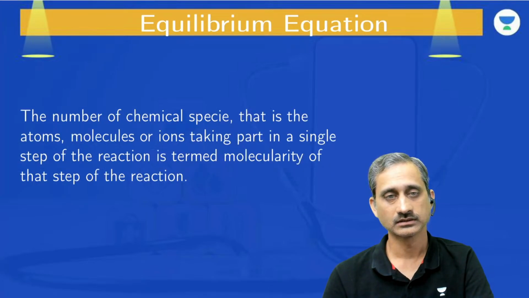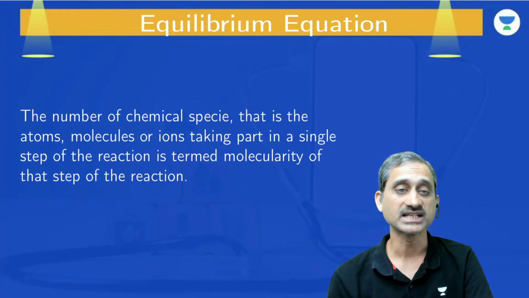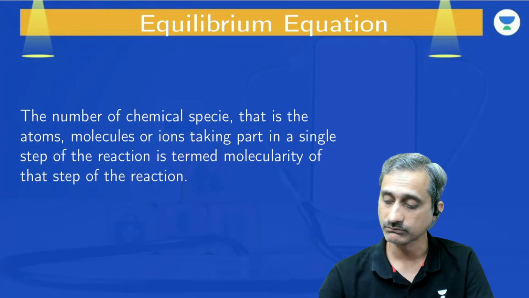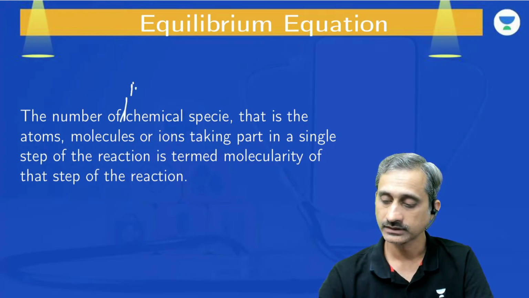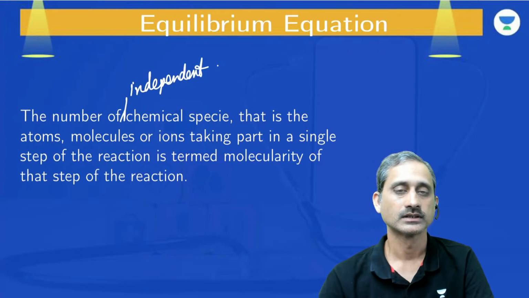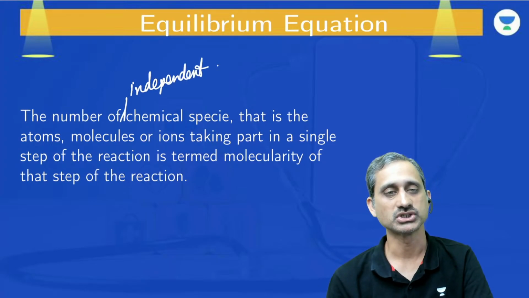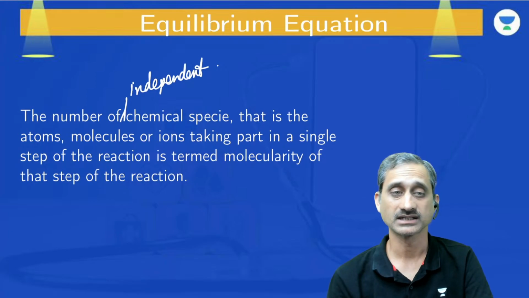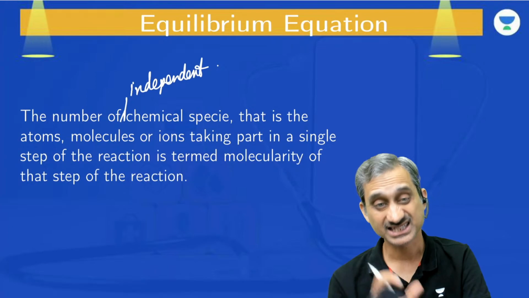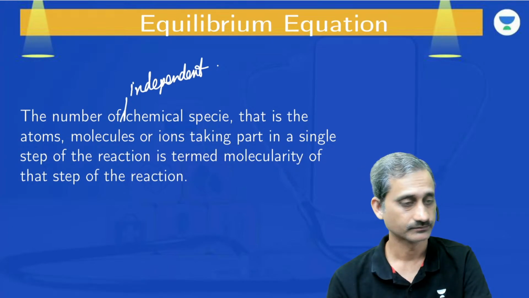The number of independent chemical species, that is the atoms, molecules, or ions taking part in a single step of the reaction, is termed molecularity of that step of the reaction.